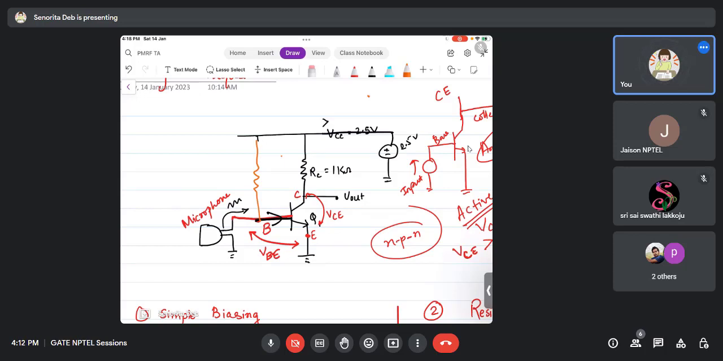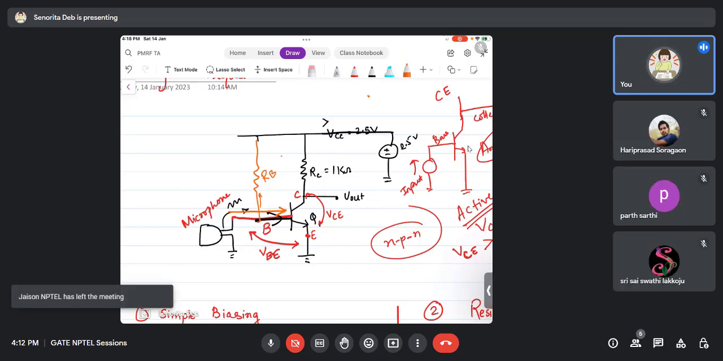The small signal that is coming out from the microphone, depending on the value of RB, if RB is very large, then it will find hindrance moving towards RB, right? So most of the signal will go to the base of the transistor. This is the basic idea of simple biasing: you put a resistor such that the base is also biased and the microphone signal can completely go to the base of the transistor. It should not go to the power supply.